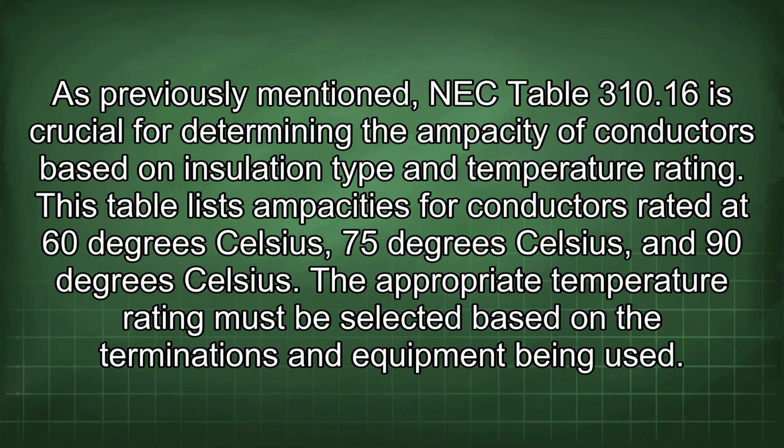As previously mentioned, NEC Table 310.16 is crucial for determining the ampacity of conductors based on insulation type and temperature rating. This table lists ampacities for conductors rated at 60 degrees Celsius, 75 degrees Celsius, and 90 degrees Celsius. The appropriate temperature rating must be selected based on the terminations and equipment being used.